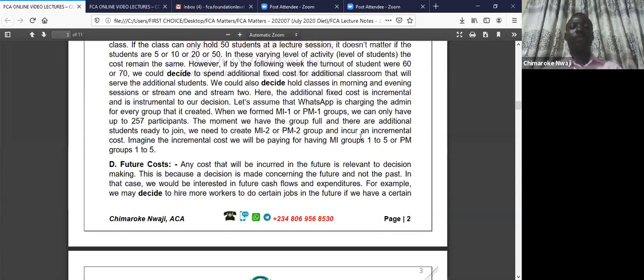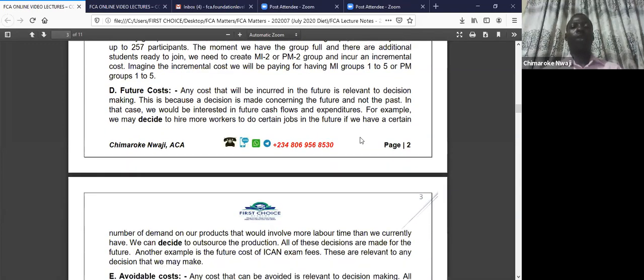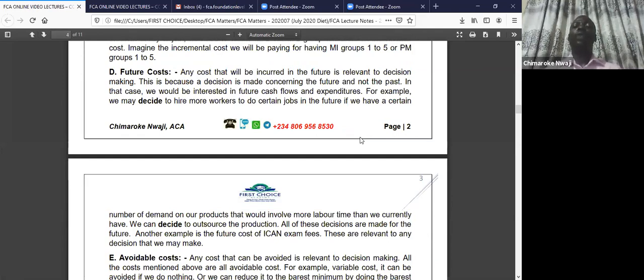The next one is future costs. What are future costs? Any cost that you will likely pay in the future. That means that any cost that you have already spent is not relevant. Any cost that you will spend is relevant. So you have to look at it this way. Any cost item that goes with the past tense is not a future cost. Any cost item that goes with the future tense is a future cost.